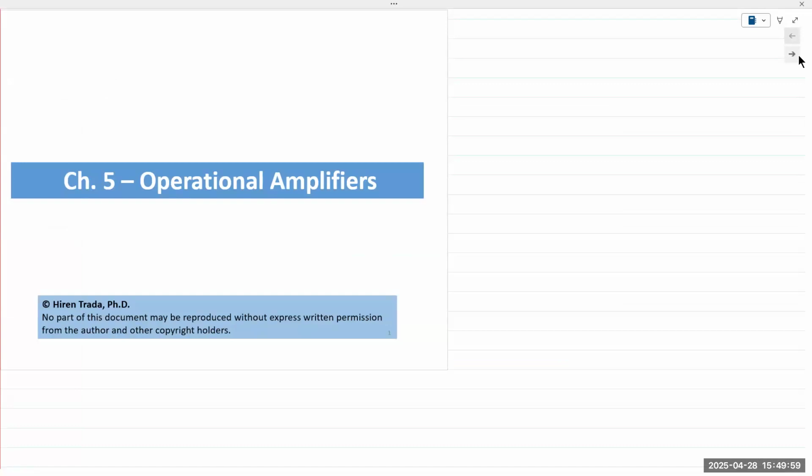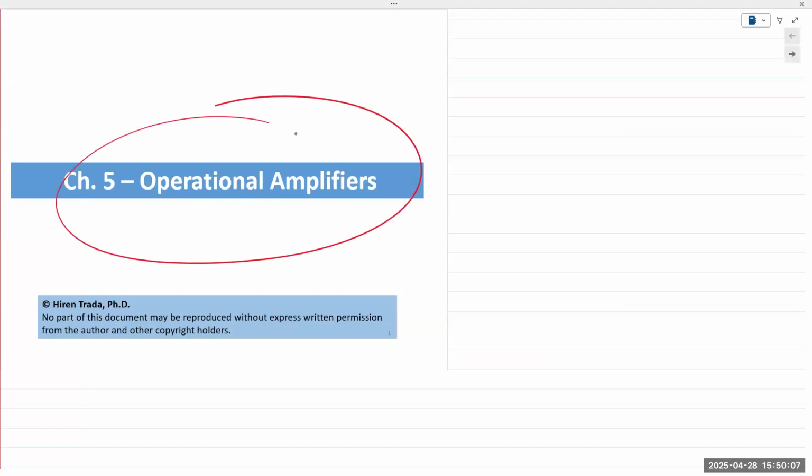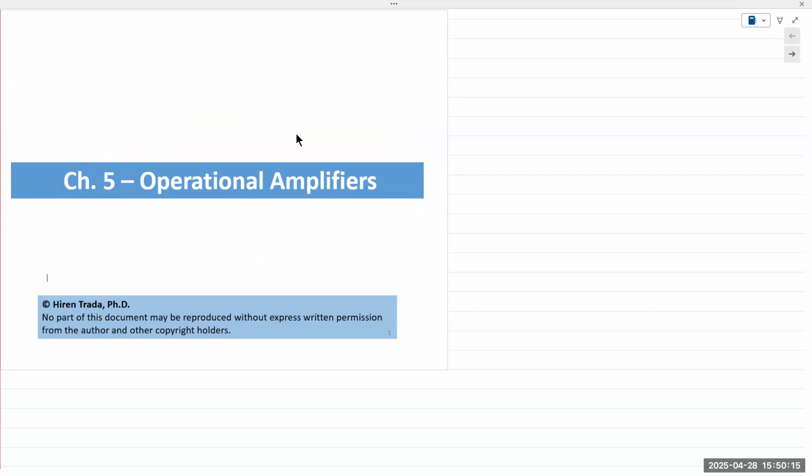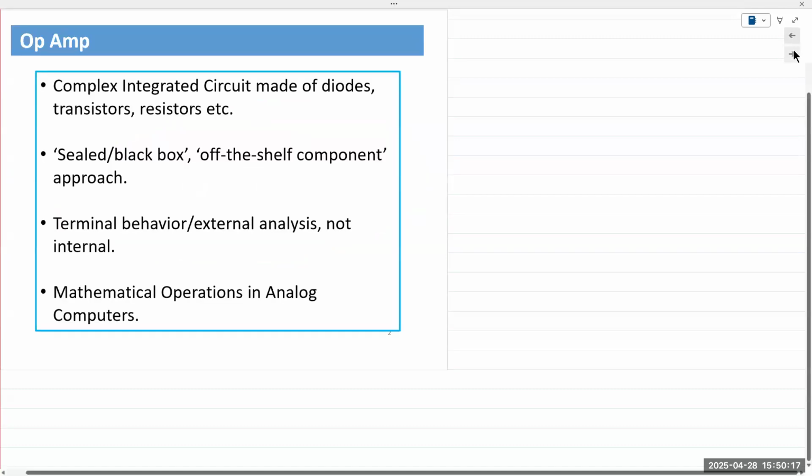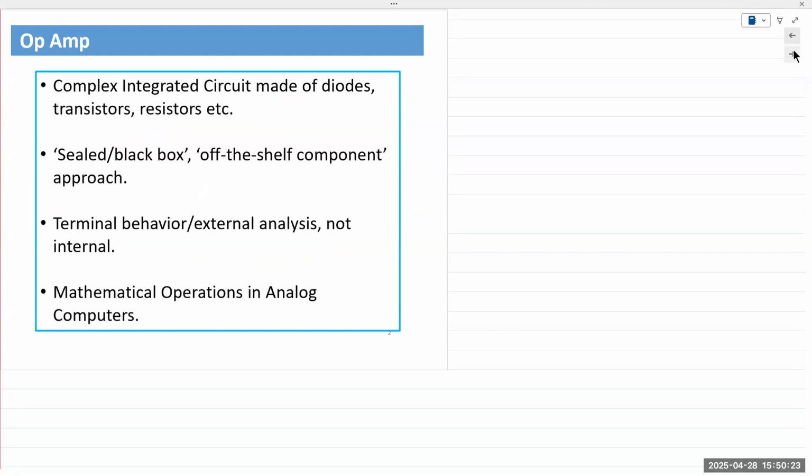Anybody familiar with op-amps? Operational amplifier? Highly versatile circuits. These are available as a microchip you can purchase off the shelf. This is an off-the-shelf component. The name is operational amplifier. They are integrated circuits, microchips comprising transistors, diodes, capacitors, and resistors. And there are hundreds of varieties of op-amps widely available in the market. You simply buy an op-amp off the shelf.